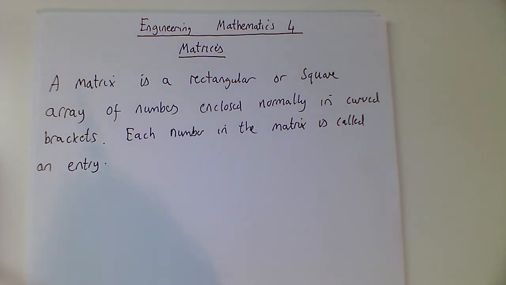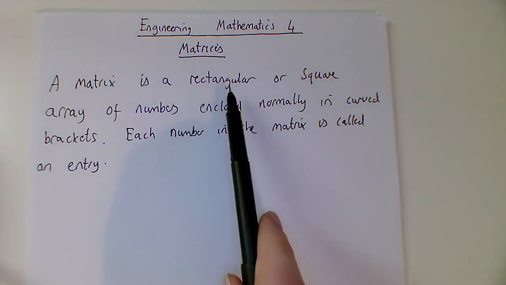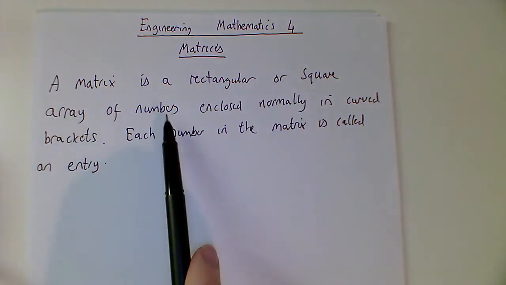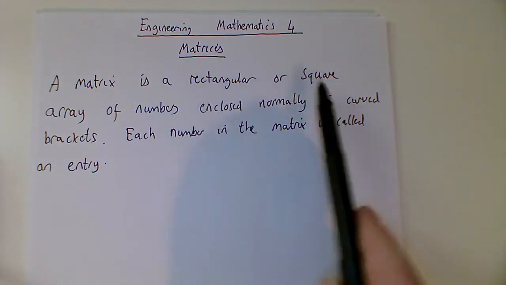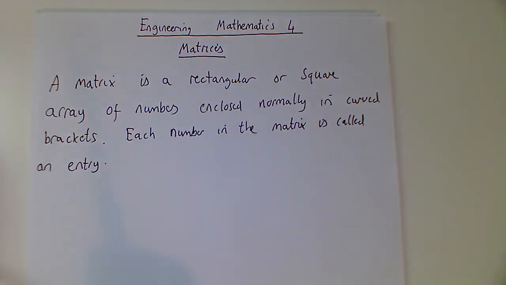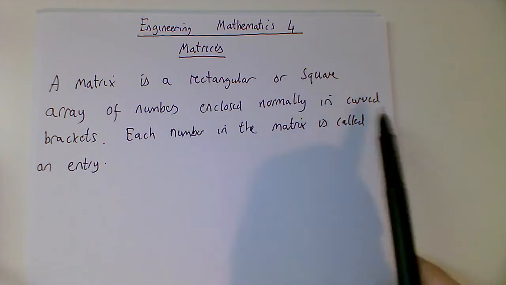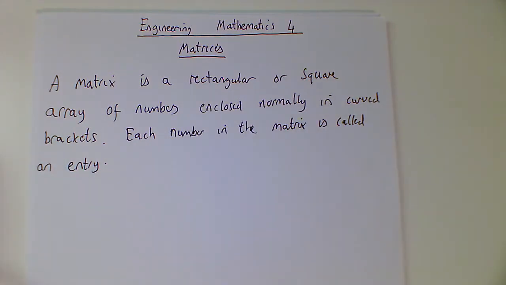Right, so what a matrix is, it's a rectangular or square array of numbers. Now, the difference between rectangular and square is important later on. These are normally enclosed in curved brackets. You sometimes see them in square brackets, but that would only normally be if you're using a computer program to deal with matrices. And each number in a matrix is known as an entry.